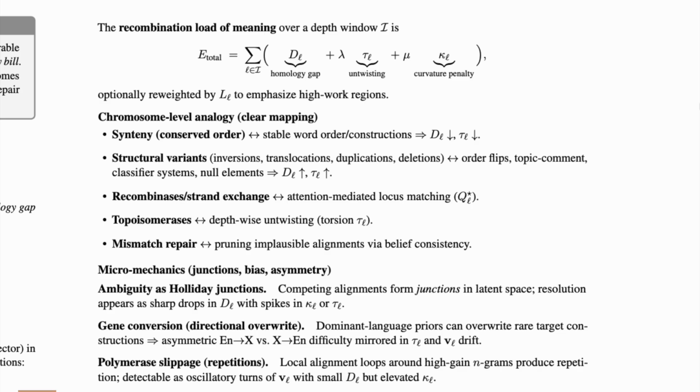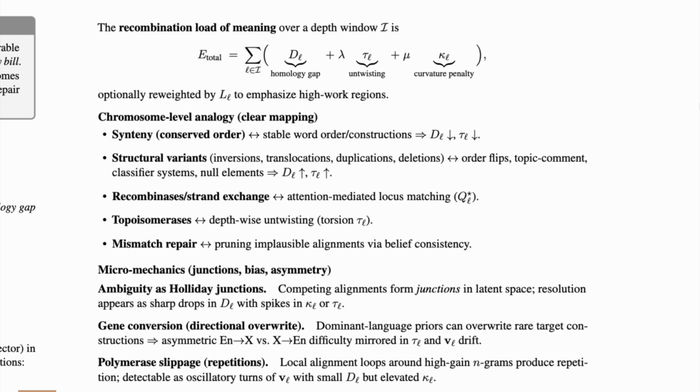Micromechanics visible in the curves. Ambiguity behaves like a Holliday junction. Competing alignments create a junction in latent space that resolves as a sharp drop in d sub L with spikes in kappa sub L or tau sub L. Gene conversion, also called directional overwrite, occurs when dominant priors overwrite rare target forms, producing asymmetric difficulty for English to X versus X to English, which appears as drifting belief directions and elevated tau sub L. Polymerase slippage, or repetitions, looks like local loops around high-gain engrams. d sub L remains small while kappa sub L oscillates upward.